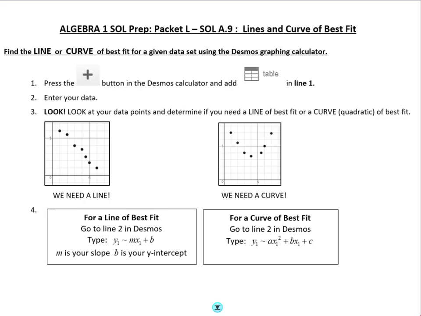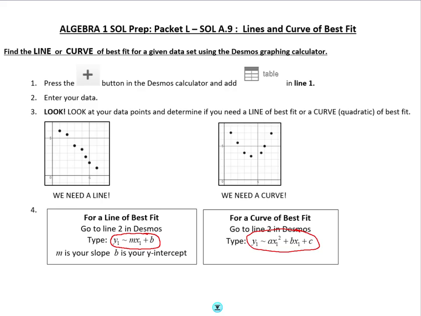If it's a line, then this is the equation you are going to need. M is your slope, B is your y-intercept, just like when we learned how to graph lines in class. If you decide that your data looks like a curve, this is the equation that you will need. You do have to memorize both of these equations. But the equation for a line is basically y equals mx plus b.